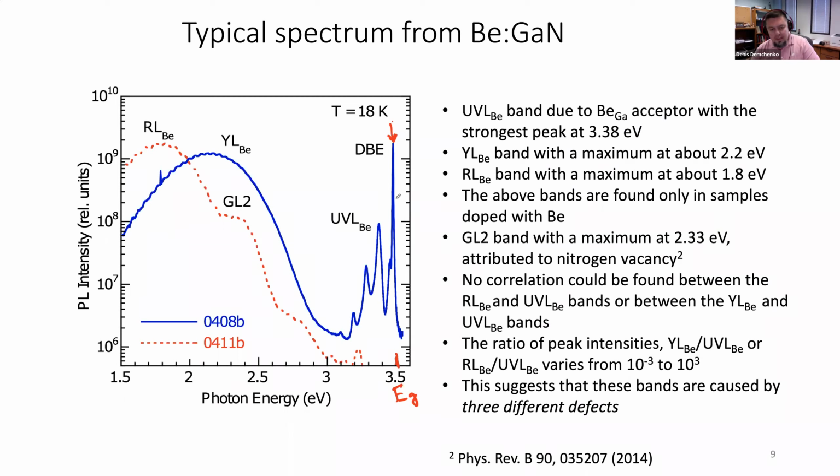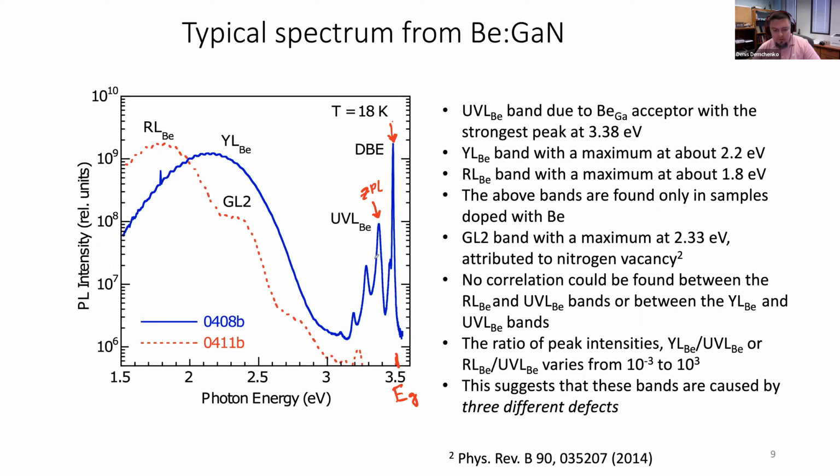This is believed to be the case. I mean, if you resolve this further, there is also free exciton there and a bunch of other excitonic structure, which we don't really care about because that's not really defect related. Now lower, right below it, is the zero phonon line of UVL, the ultraviolet band of beryllium.